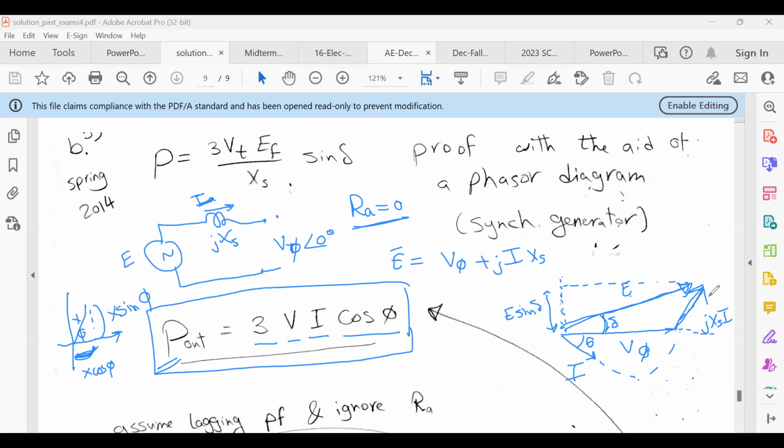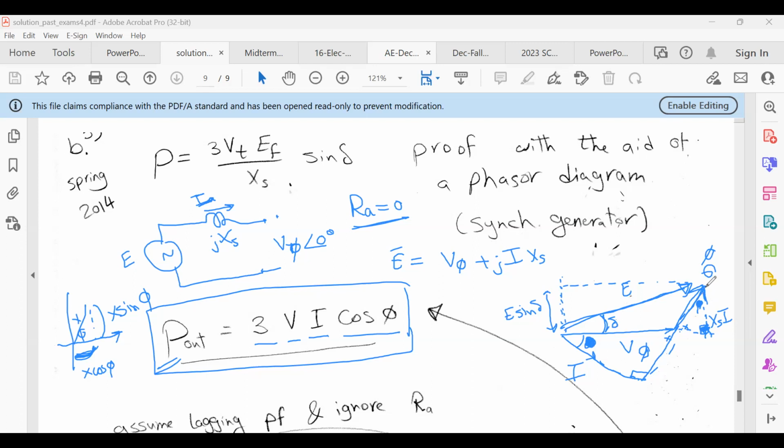From this right angle triangle here, the two angles here are equal because they are opposite angles, right? And this one is a right angle. Here, this one is a right angle too. So this angle will be phi or theta, equal to this angle. This angle equals this. You can call it theta or phi, whatever.